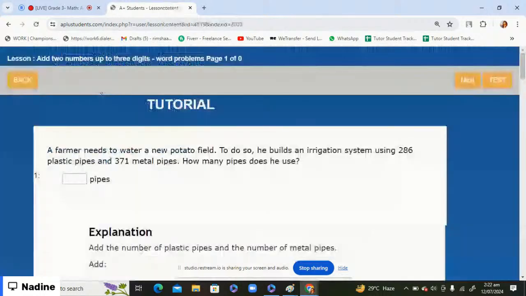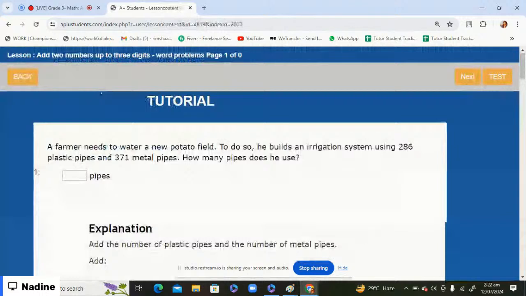Okay, so now look at the question here. In the first question, we are going to check the first one. A farmer needs to water a new potato field. To do so, he builds an irrigation system using 286 plastic pipes and 371 metal pipes. So how many pipes does he use? First of all, 286 plastic pipes and 371 metal pipes.